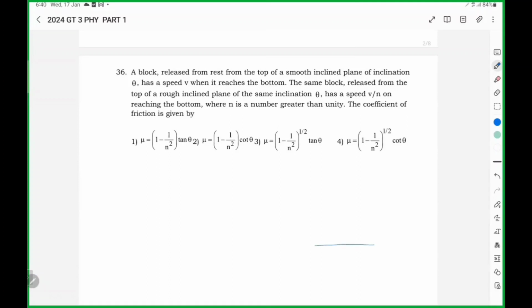So a block is released from rest from the top of a smooth inclined plane whose angle of inclination is theta. When it reaches the bottom, the speed is v. The same block is released from a rough inclined plane of the same inclination, and the speed on reaching the bottom is v by n, where n is a number greater than unity.